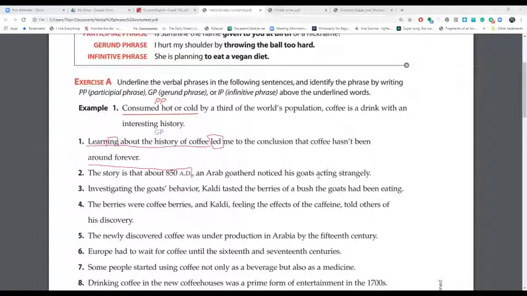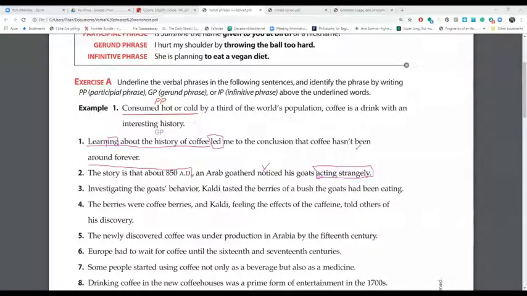So this is a bit of a different one. Acting strangely is going to be the phrase that we're looking at here, right? Noticed is just the past tense of notice, the main verb here. Because what did the Arab goat herd do? He noticed. Okay, what did he notice? He noticed his goats acting strangely. So the phrase here that we're looking at is acting strangely.